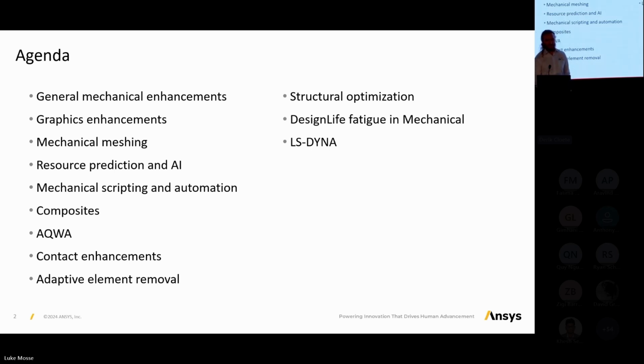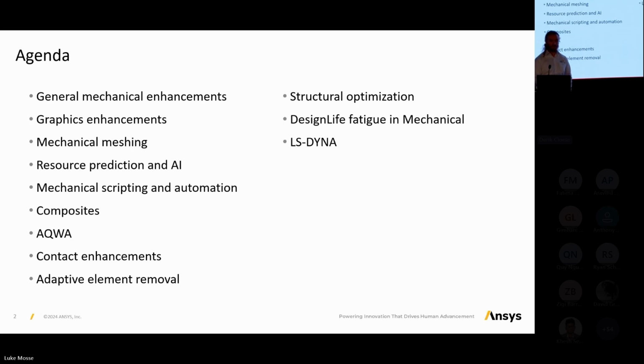Resource prediction and AI. So this AI thing is creeping in everywhere, so I'll show you what it's doing there. Some scripting and automation. Lots of changes in composites. Hopefully you composites users will be happy with these because we are ditching ACP post, which I'll explain. Some Aqua updates. There's always updates in Contact, so I'll show you some of those. There are more under the hood things that I won't be able to cover.